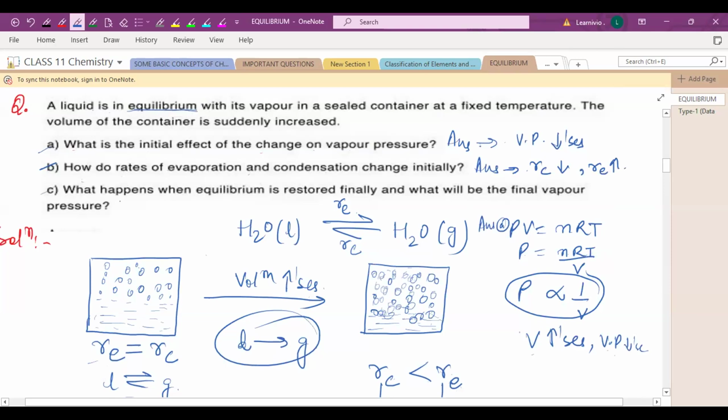Okay, who will tell me the last one? It is very simple. What happens when equilibrium is restored? What was it first? Initially it was in equilibrium. After some time the volume changed, the volume is increased. It means there will be a disturbance in the equilibrium. Now the liquid is not in equilibrium with the vapor. After some time the reaction again comes to equilibrium. The equilibrium is restored finally. So when the equilibrium is restored, what will be the final vapor pressure? Who will tell me?